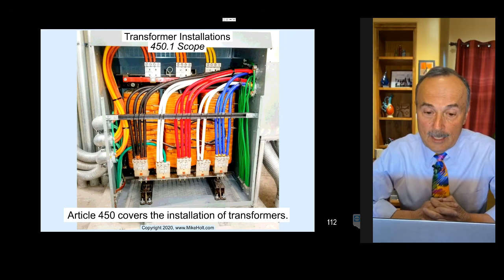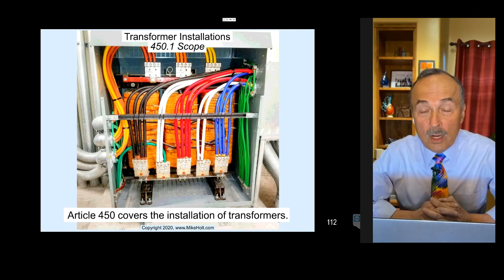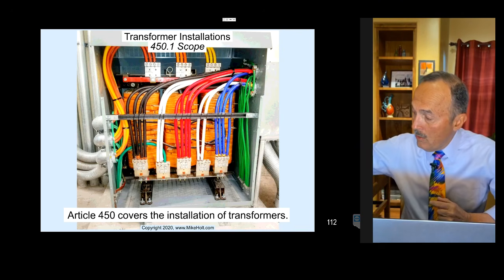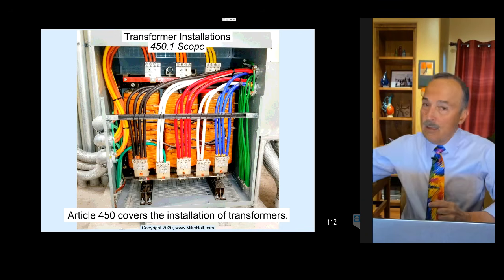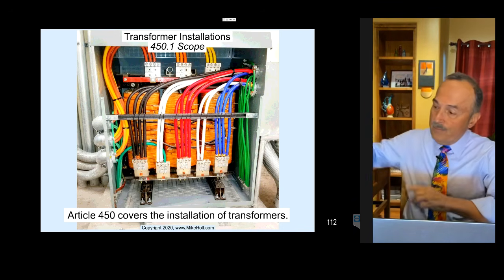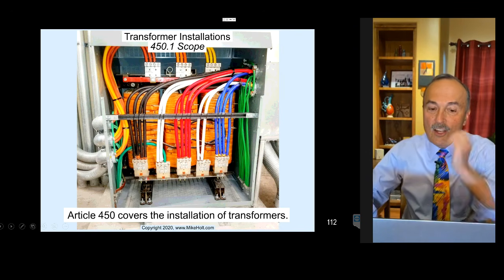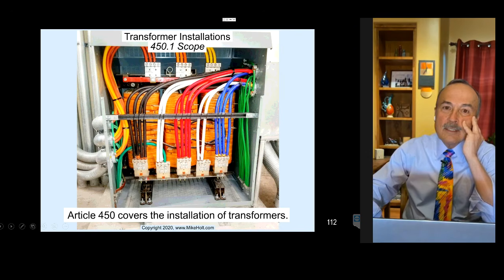This was my graphic that actually is published in my book, Understanding the National Electrical Code, Volume 1, 250.1 Scope. Look what I show here. Can you believe that? Bonding bushings and bonding jumpers.